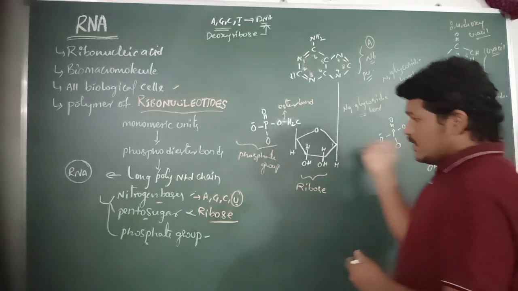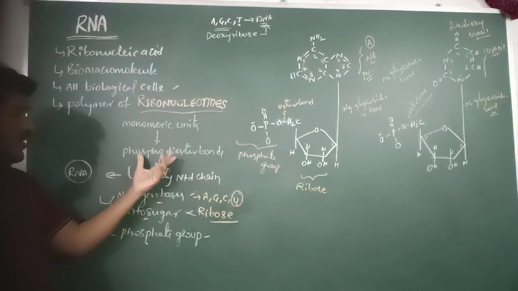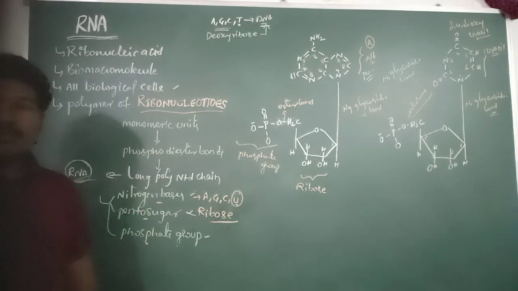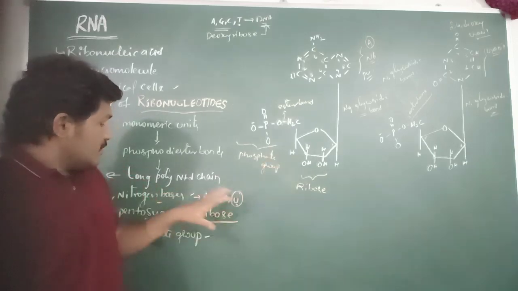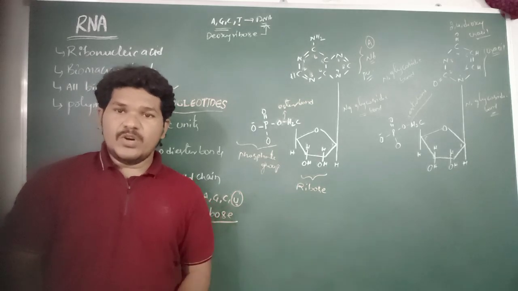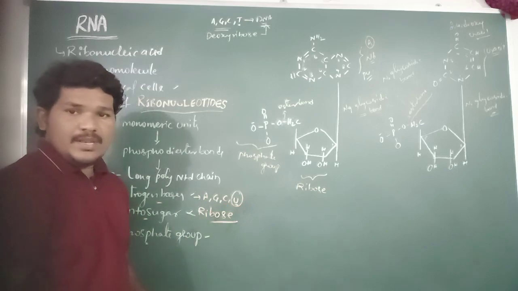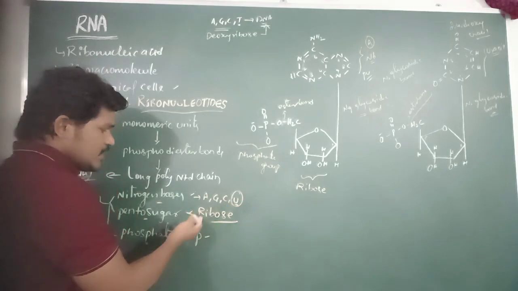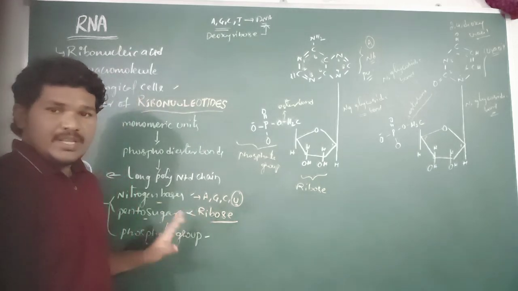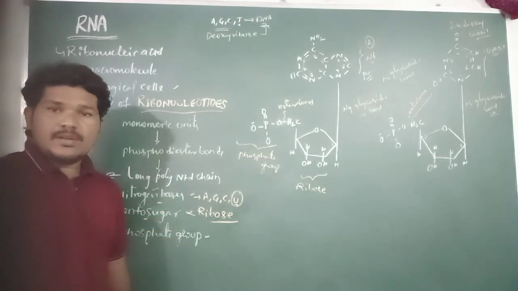These ribonucleotide sequences are aligned one by one and linked by phosphodiester bonds to form a long polynucleotide chain, that is RNA. On the basis of nitrogen bases and pentose sugar, RNA differs from the DNA molecule because uracil is present only in RNA instead of thymine, and ribose sugar is present only in RNA instead of deoxyribose sugar. These are the two main differences between DNA and RNA.